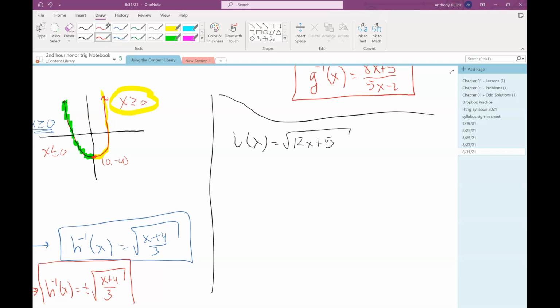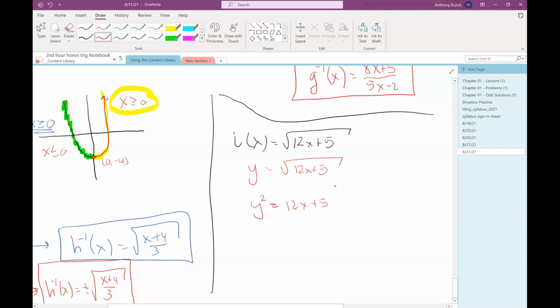So let's say we have the function is the square root of 12x plus 5. Start the same way. Rewrite the function notation with a y. What would I want to do then? How am I going to get rid of that square root? Just shout it out if you know. Square both sides. So it's going to give me y squared equals 12x plus 5.